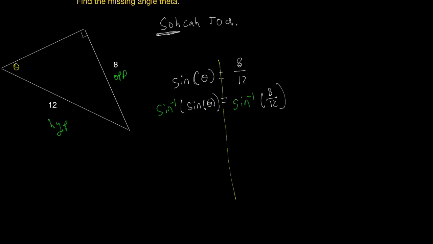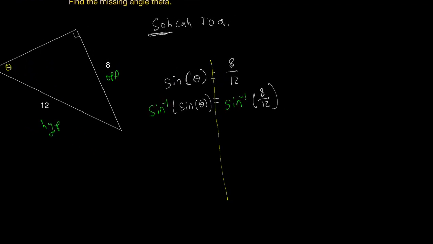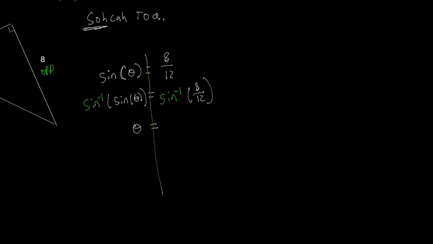Now again, the reason I can do this is because I restricted my domain and my range. So here the sine and the sine inverse, they're going to cancel each other out, and I succeeded with isolating theta. On the right hand side, I have this thing to calculate, sine inverse of 8/12.